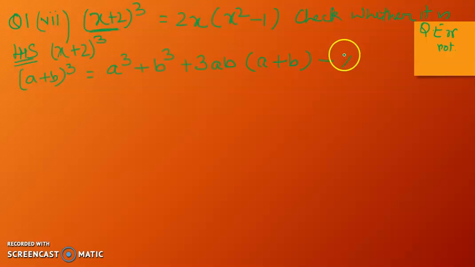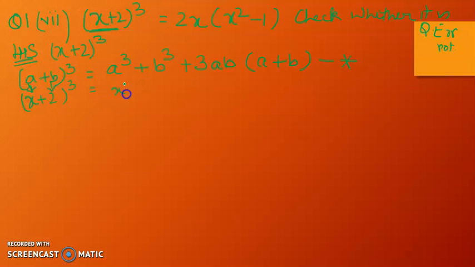You should remember this by heart. This is very important. (a plus b) whole cube is a cube plus b cube plus thrice ab into (a plus b). Now we will apply this here. I am still repeating the previous concept. Now compare this with (x plus 2) whole cube. In place of a you will take x, and in place of b you will take 2.